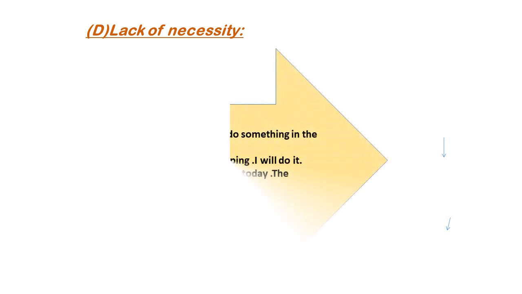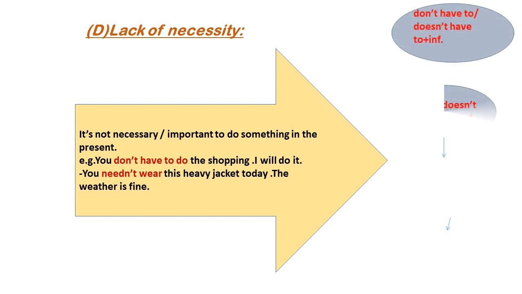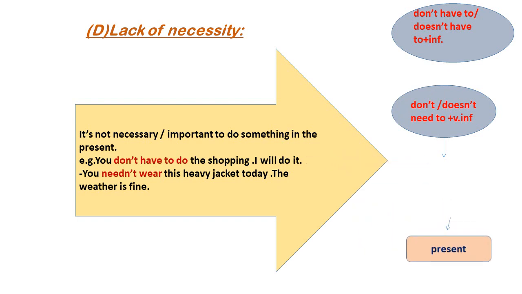Next, we have the lack of necessity. When you want to say that it's not necessary or it's not important to do something in the present, we use don't or doesn't have to, or don't or doesn't need to plus the infinitive, or needn't but without to. After needn't, we put the verb in the infinitive.